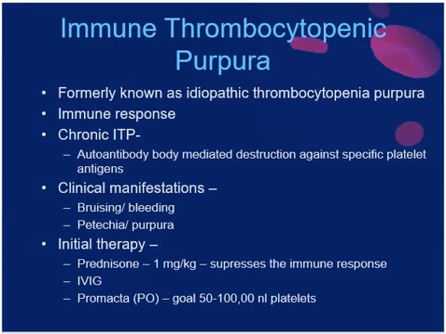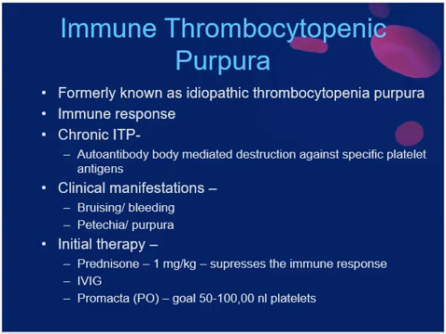Next, your ITPs. It's formerly known as idiopathic thrombocytopenia purpura, and it's an immune response. It is typically considered a chronic disease, where you have an antibody-mediated destruction against a specific platelet antigen. It's going to be seen with bruising or bleeding or petechiae and purpura. I'm going to show you a picture of that. Likely you have heard of that before.